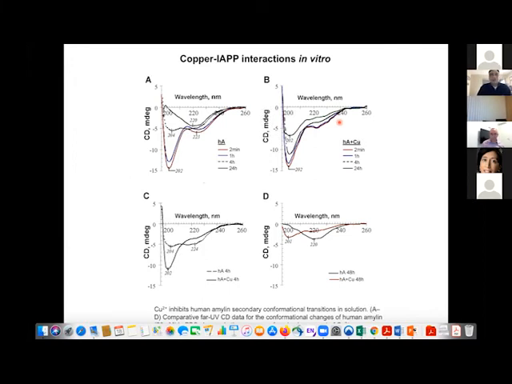Then we went on trying to explain the reason for this inhibitory effect of copper on amylin aggregation. Amylin, like other amyloid proteins, aggregates in a very organized manner, going from monomers into oligomers and then beta sheet enriched fibrils, and this can be examined using structural techniques such as CD spectroscopy that examines secondary conformations.